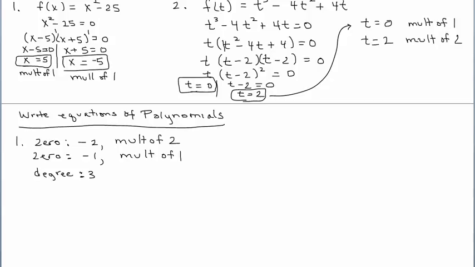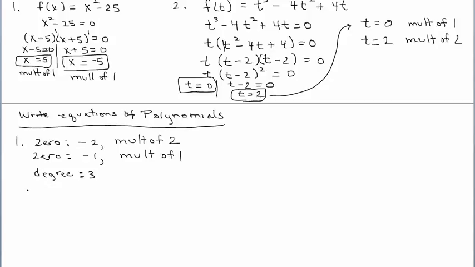Alright, with this given information, we're supposed to take this information and write the equation of the polynomial that has this information. Notice that we have a third degree equation. That means the highest exponent will be 3, so at least that keeps us on target. We know the zero of -2 occurs twice, and the zero of -1 only occurs once.